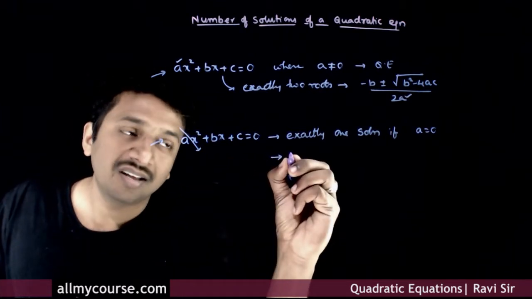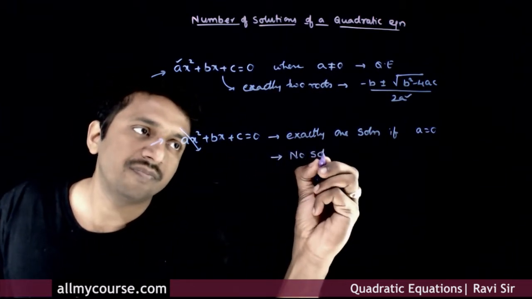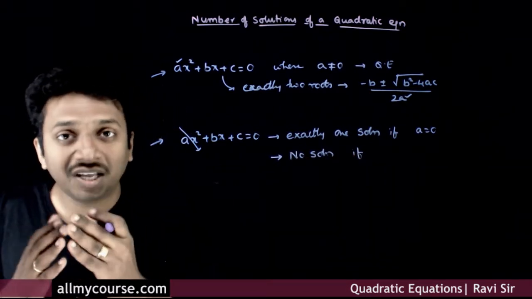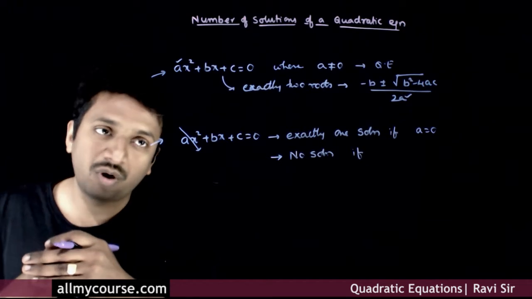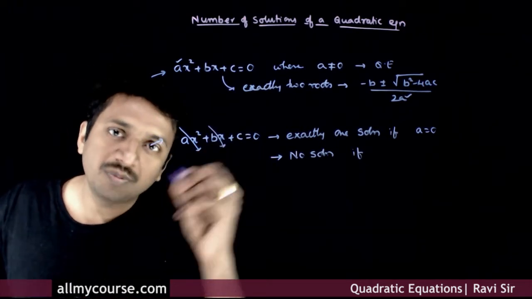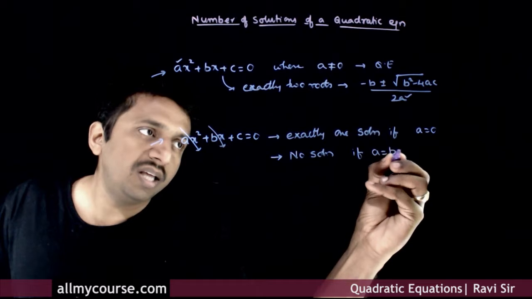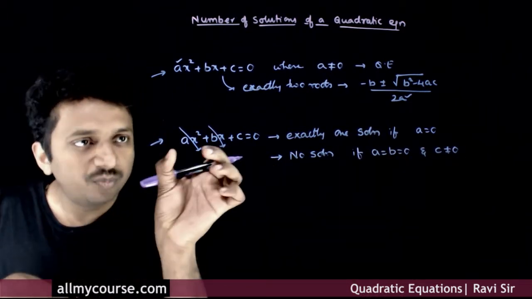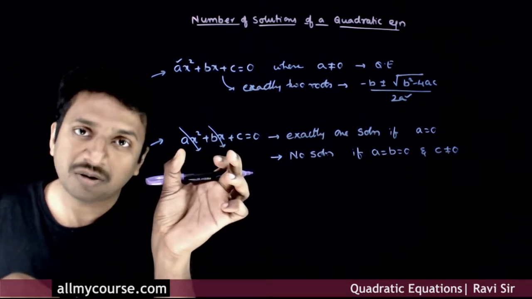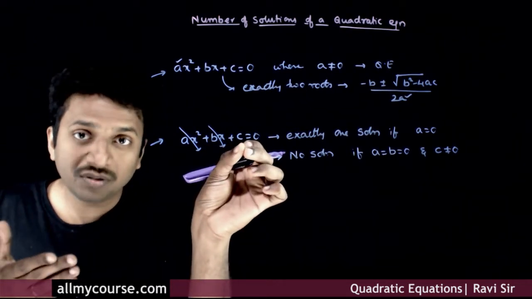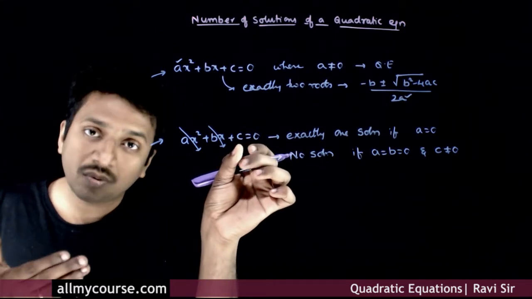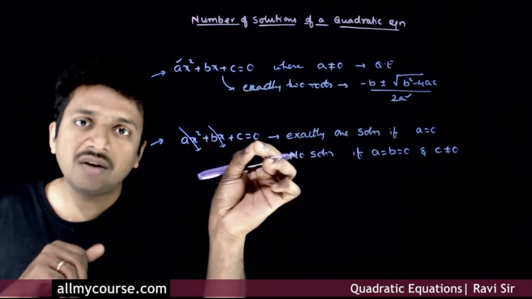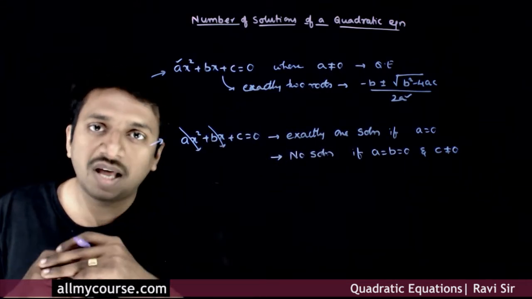It has no solution if this equation should not have any solution, either in real numbers or in complex numbers. Then what should happen? This also has to be 0. So a equal to b equal to 0 and c not equal to 0. If both a and b are zeros, this becomes 0x plus c. If c is not equal to 0, for example, if c is equal to 1, then 1 can never be equal to 0 for any value of x, hence the equation will have no solution.